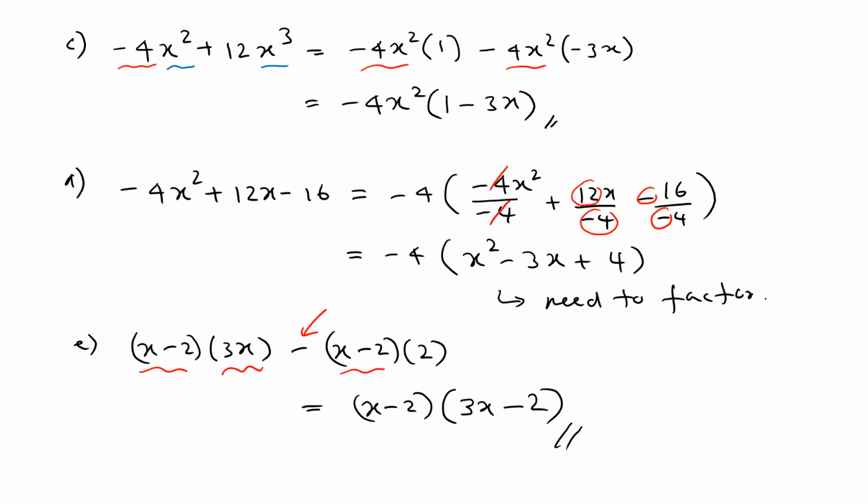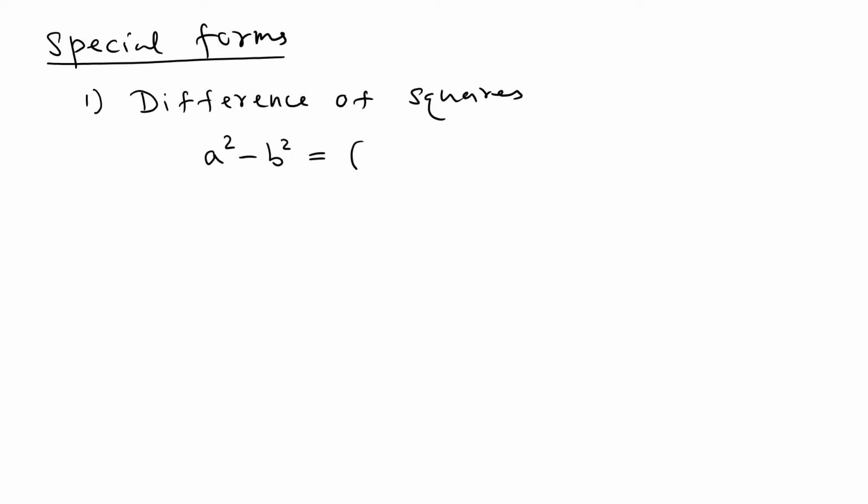Okay, so let's talk about the next type, the special forms. Under special forms, there are 3 types to discuss. The first one is the difference of squares. Difference of squares means when you have a squared minus b squared, we can factor this as a minus b times a plus b. So that is the formula that we're going to use. This is a common form, and we're going to use this a lot. So we can probably see why this is true.